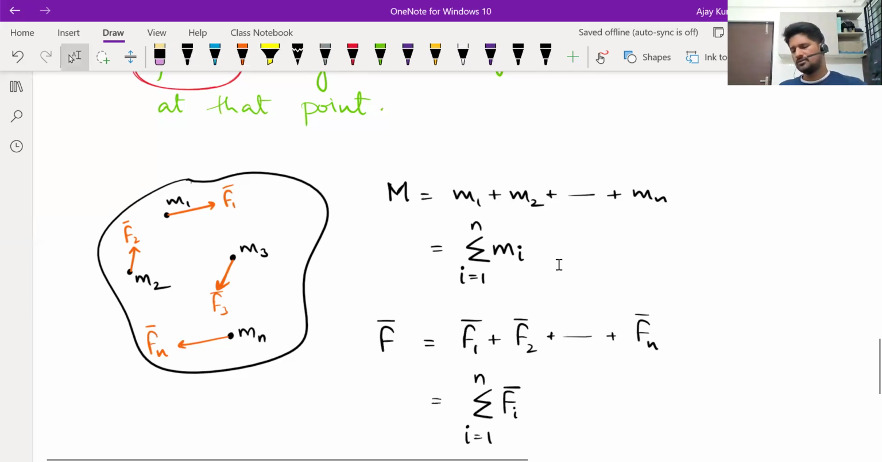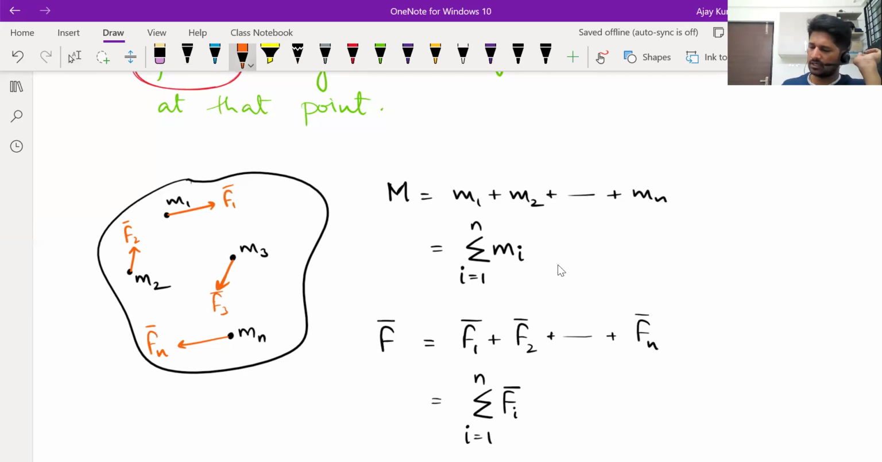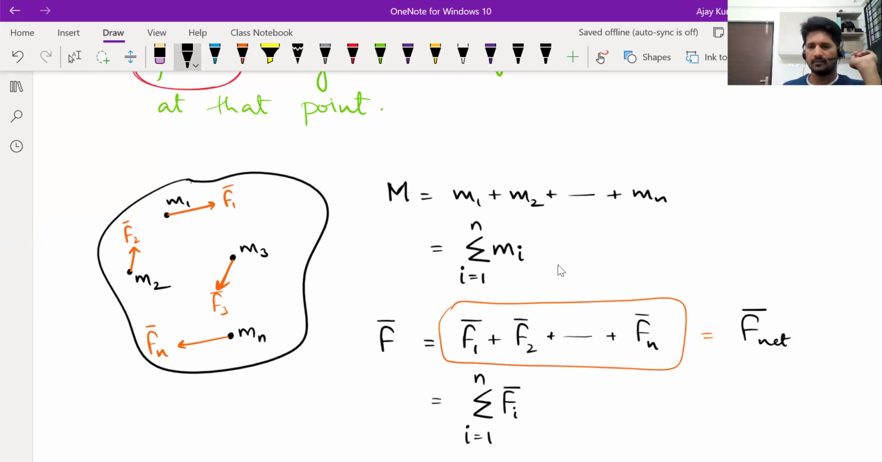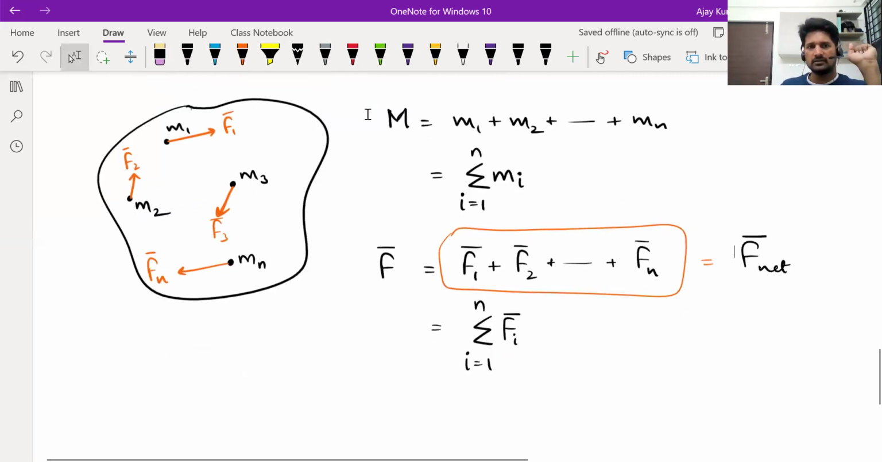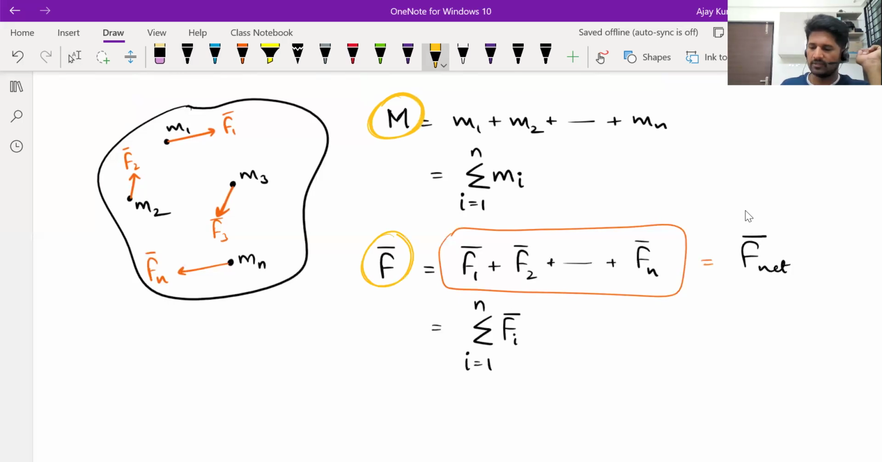Okay. So that's the total mass of the system and the total force acting on the system. Basically, the sum of forces acting on all elements of the system is nothing but its net force on the system. Now, by definition, center of mass is a point which behaves as if it has this much mass and as if this much force was acting on it.